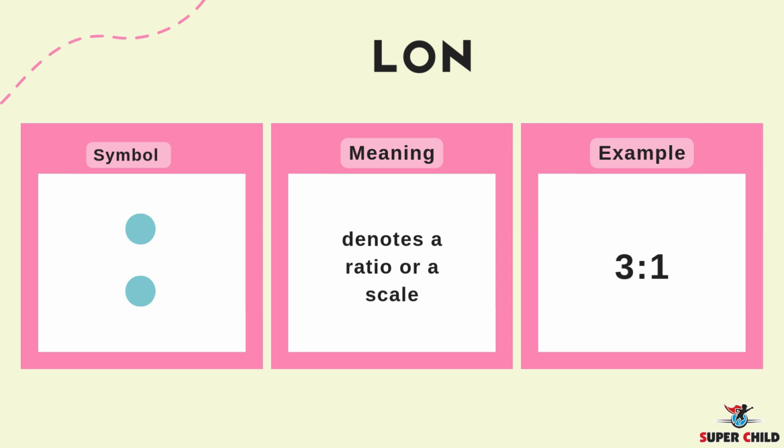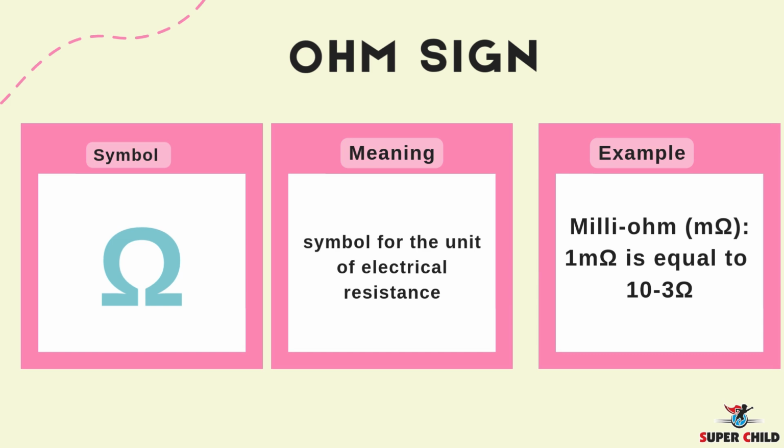Next we'll see is ohm sign. Symbol for the unit of electrical resistance. For example, milli-ohm. 1 mΩ is equal to 10^-3 Ω. Ohm sign. The symbol is this one.